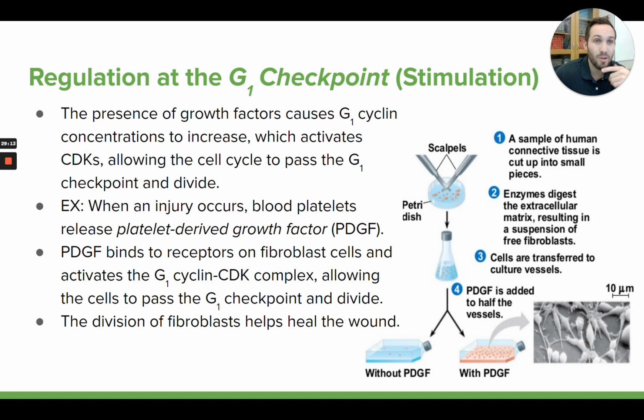Anytime you're getting these cyclins and these CDKs to become active, that's going to help get a cell to move on to the next phase of the cell cycle, to get past the checkpoint. And these PDGFs, that's what they're causing to happen. They're helping to activate the cyclin CDKs needed to get past G1. And so that's a specific example of how a certain type of cell is stimulated at the G1 checkpoint.